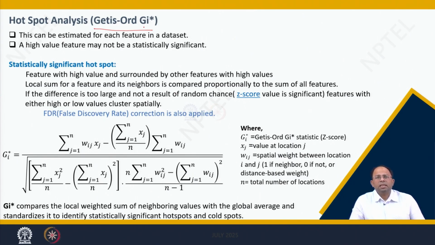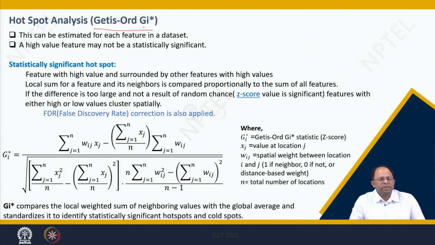So what is a statistically significant hotspot? A feature with high value and surrounded by other features with high value. For example, we are talking about crime, the number of crimes happening in an area, or crime rate. We will identify a particular ward as high if that ward has a high value and is also surrounded by other wards of higher value. Then only that becomes a hotspot. Otherwise, one particular ward may have a higher value and the next plot may have a lower value, but we cannot call it a hotspot. That means in this area we are seeing higher values compared to other areas.